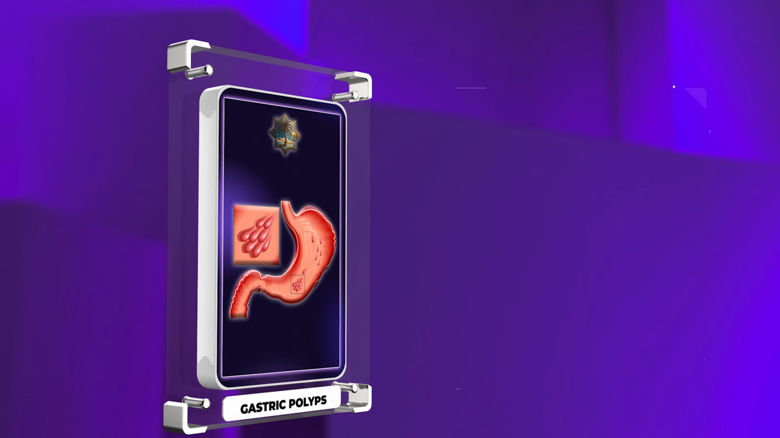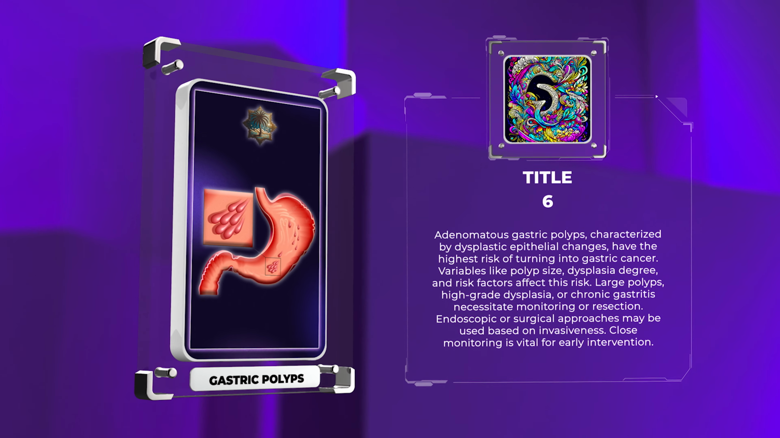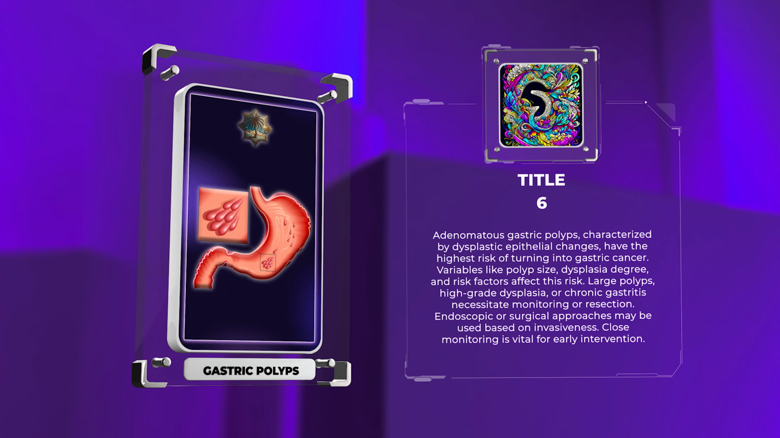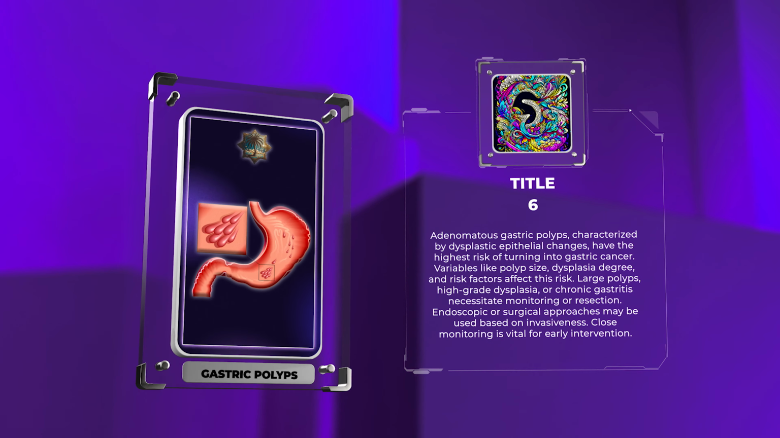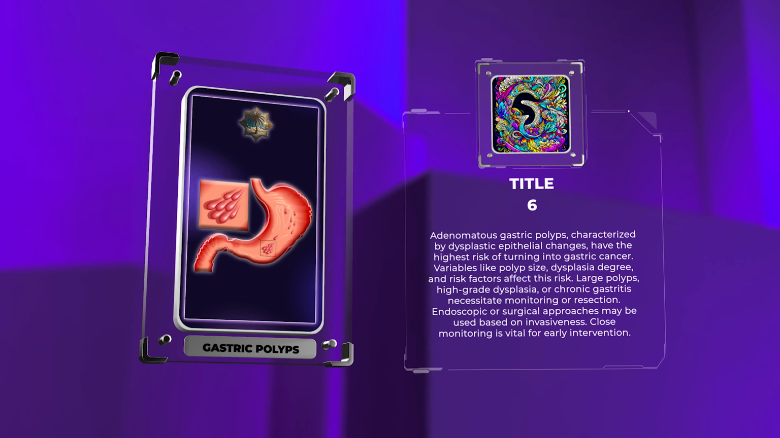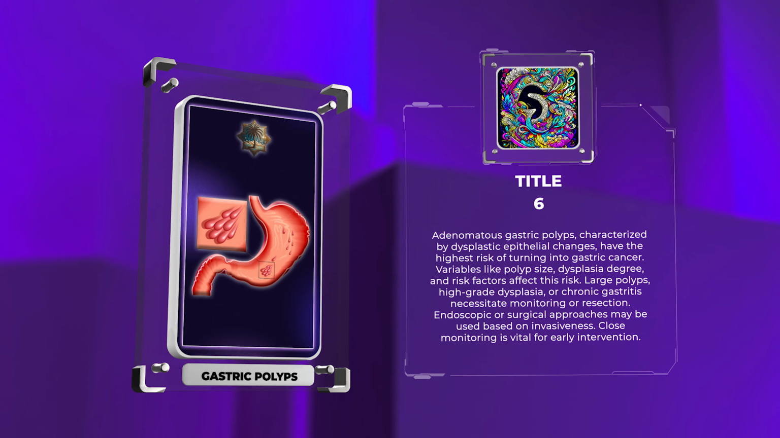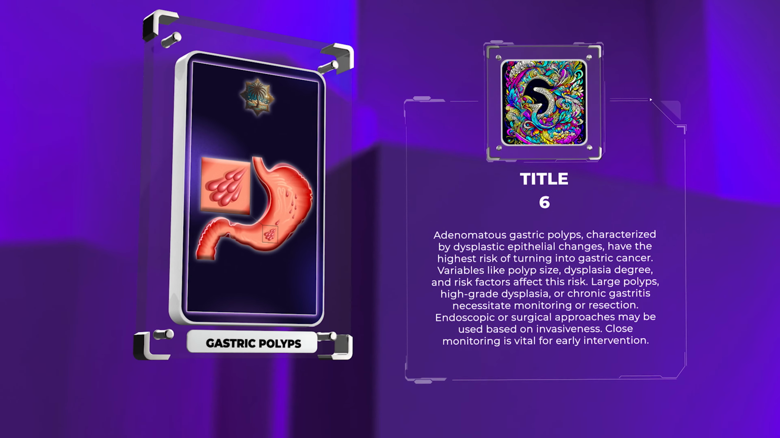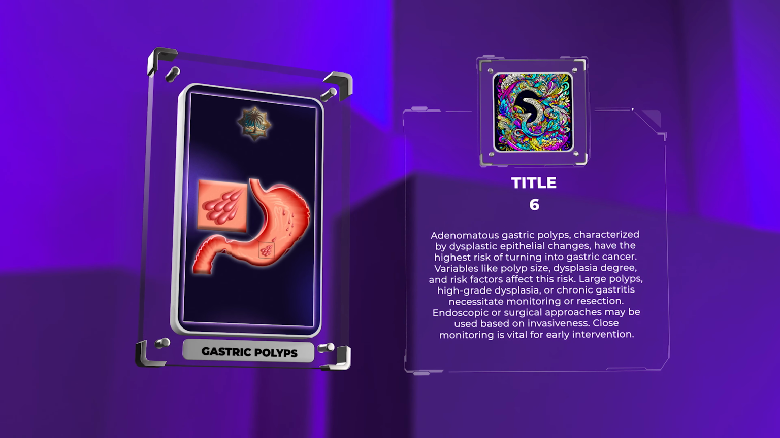Adenomatous gastric polyps, characterized by dysplastic epithelial changes, have the highest risk of turning into gastric cancer. Variables like polyp size, dysplasia degree, and risk factors affect this risk. Large polyps, high-grade dysplasia, or chronic gastritis necessitate monitoring or resection. Endoscopic or surgical approaches may be used based on invasiveness. Close monitoring is vital for early intervention.